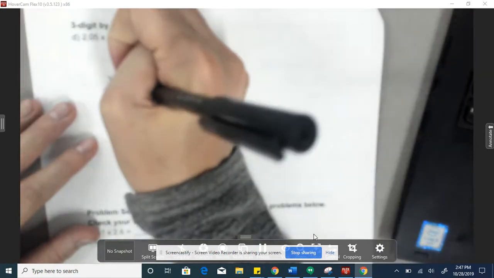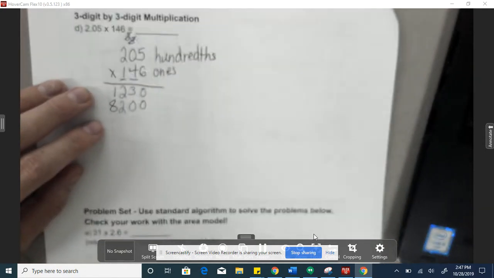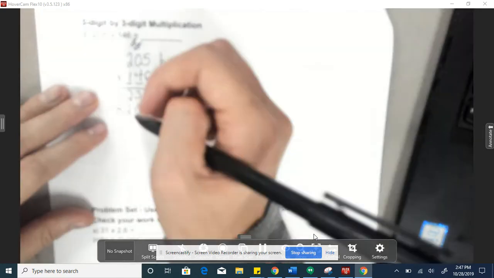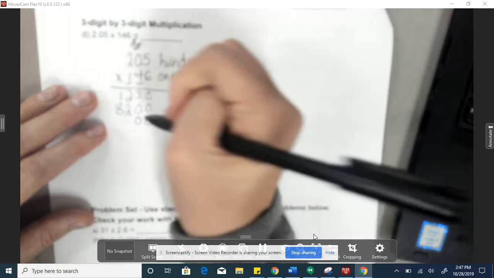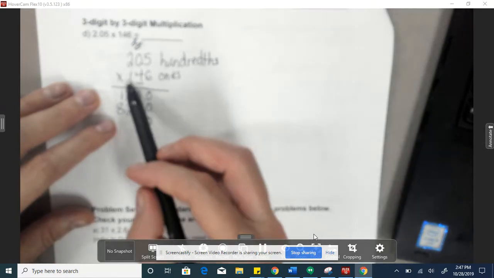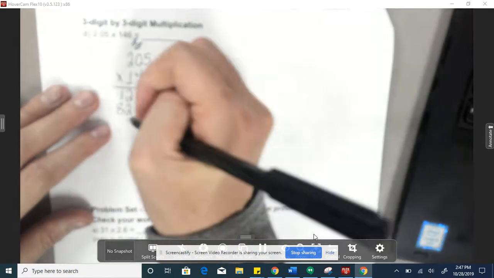I'm going to underline that 1. Now remember, whenever we multiply by the hundreds, sorry, I know it's blurry, we're always going to have an answer that has 2 zeros at the end. So we're going to put a 0 in the ones place, 0 in the tens place. This also allows our answer to be put in the hundreds place here. So we're going to put 1 times 5 is 5.